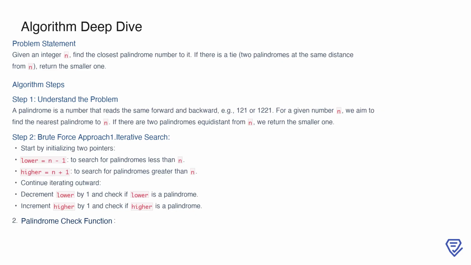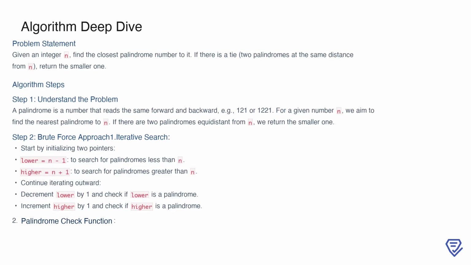To determine if a number is a palindrome, we need a helper function that converts the number to a string and compares it to its reverse. If they are the same, the number is a palindrome. This iterative process stops as soon as we find a valid palindrome on either side of n. If both lower and higher are palindromes at the same distance, we return the smaller one, which will always be lower.